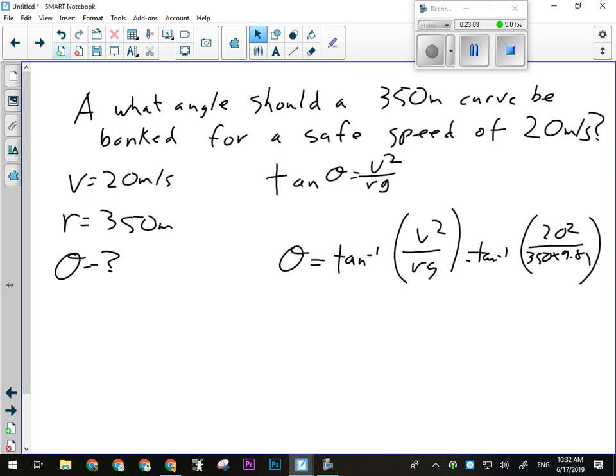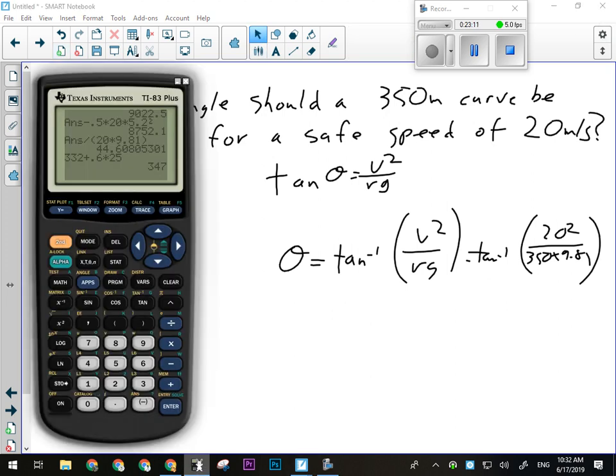How important is it for your calculator to be in degree mode on Monday? Pretty important. Make sure you do that. I'll remind you, because after I clear it, remember it goes back to radians. Okay, so it needs to be banked at 6.6 degrees, which is actually a pretty reasonable bank for numbers I picked out of my head.